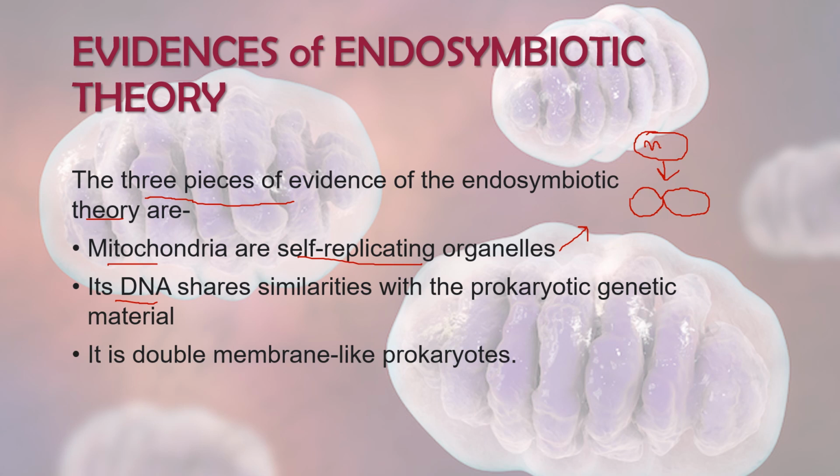Now the DNA. The DNA of mitochondria shares similarities with the prokaryotic genetic material. And last, the mitochondria is a double membrane structure, as we see in the prokaryotic cell.